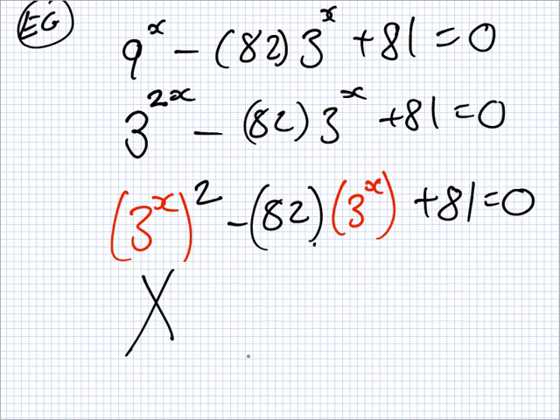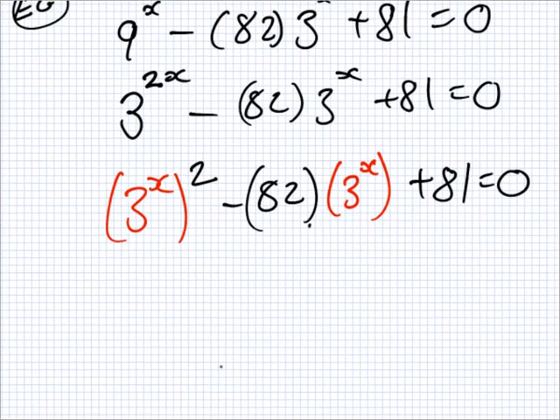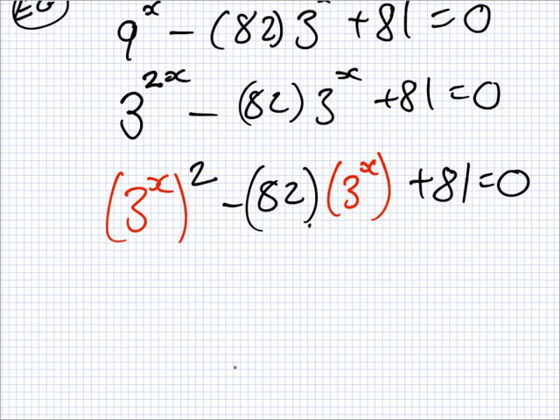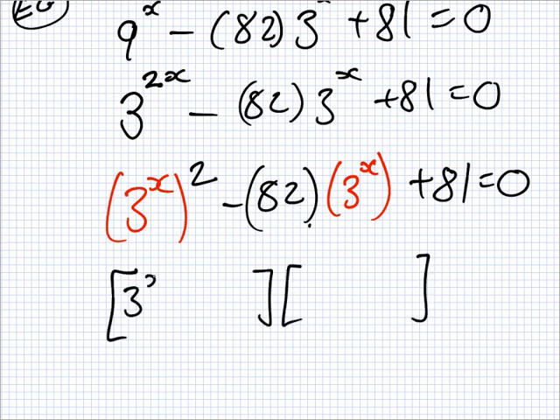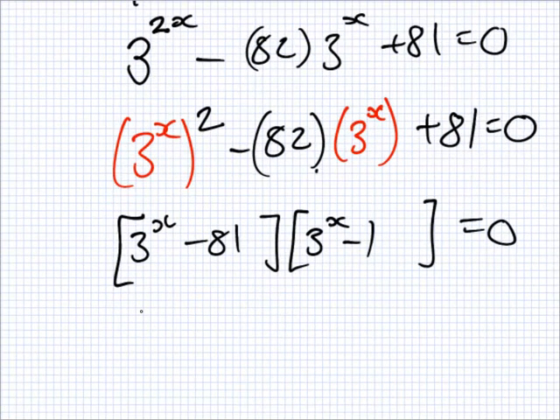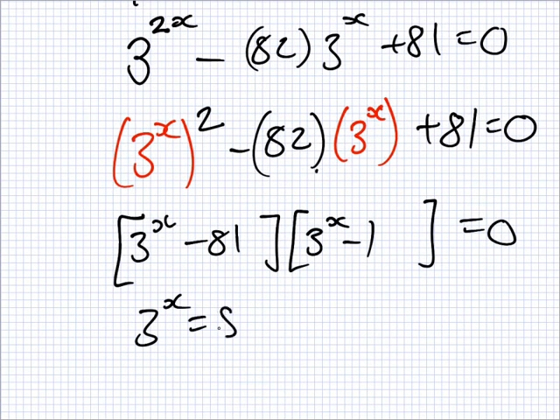Yes, we should be able to factorize it. We can factorize this, but you can use the quadratic formula. But anyways, let's see if we can factorize it. So we need two numbers which multiply to make 81 and add to make minus 82. Minus 81 and minus 1. They multiply to make 81 and they add to make minus 82. So we get 3 power x should equal 81, or 3 power x should equal 1.